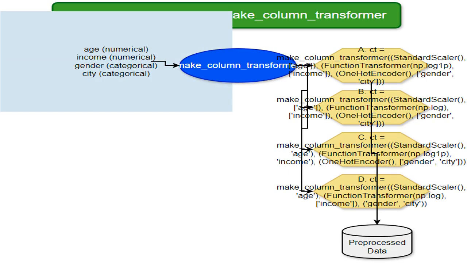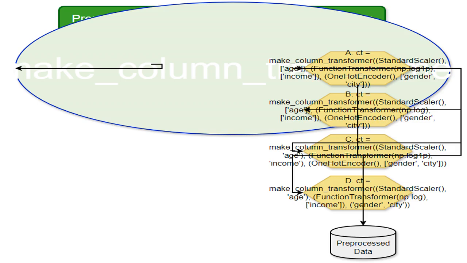This line describes the columns within the dataset. I have age and income as numbers, while gender and city are categories, like male, female or New York, London. This is a function in scikit-learn. It helps me apply different pre-processing steps to different columns simultaneously. It's like an assembly line for data preparation.